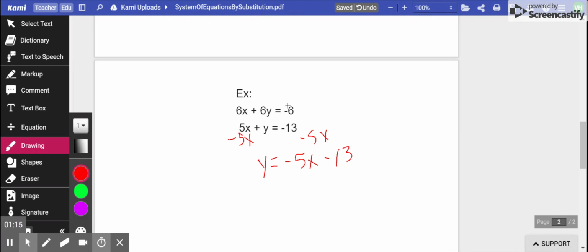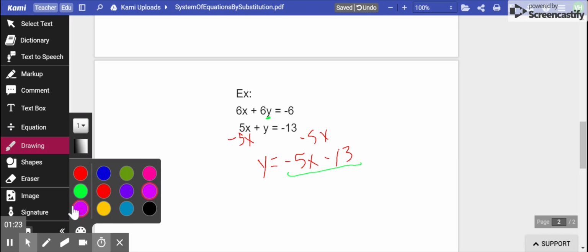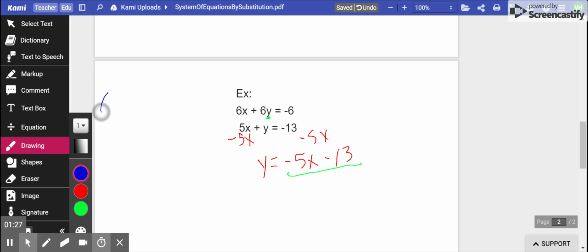I can now take everything y is equal to and substitute it into the y place from the first equation. So when I rewrite that, I would have 6x plus 6. Remember, instead of y, I am substituting negative 5x minus 13 equals negative 6.